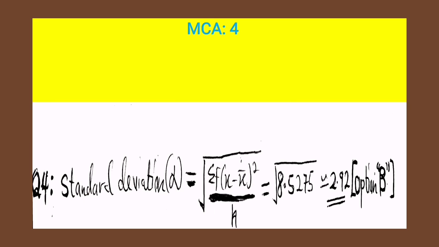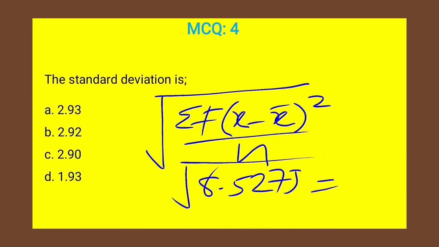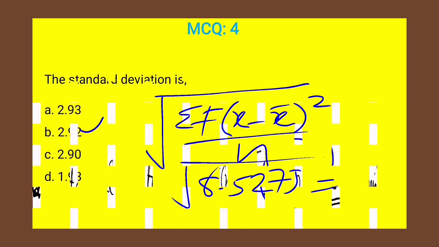So as I was saying, the standard deviation is equal to the square root of summation f into bracket x minus x bar, all squared, all over n. When you take the square root of 8.5275, you are going to get 2.92. That was option B. So B in that case. Let's take note of that.